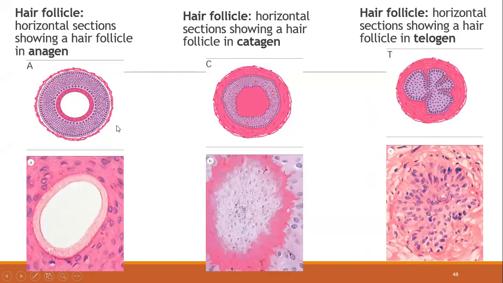Now you can see the horizontal sections, diagrammatic as well as real, of terminal hair follicle in anagen phase. You can see a large hair shaft here. Then the horizontal section through a catagen phase. You can see the homogeneous keratinization here. Then the last is the telogen phase. The hair follicle is completely lost and there is only epithelium in the center.